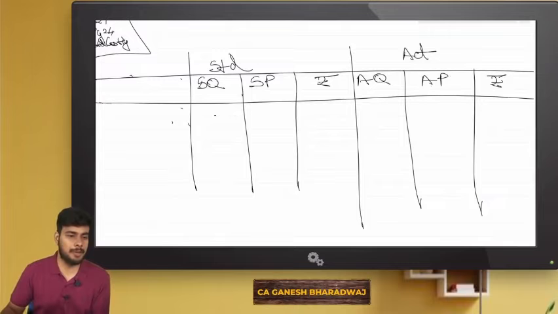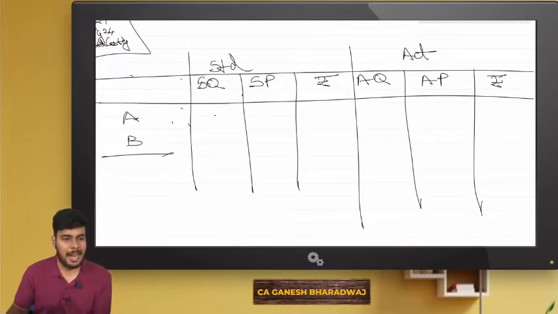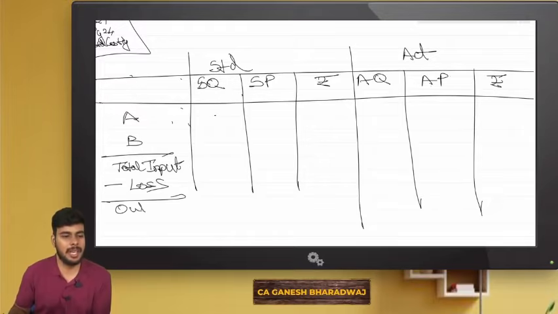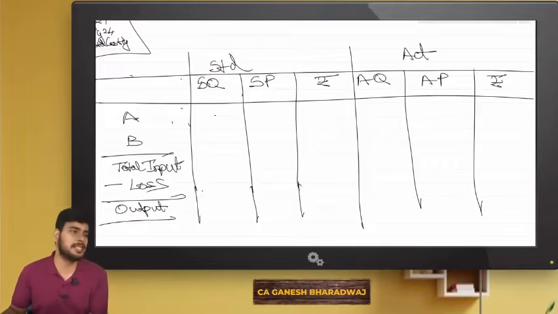Now, how many raw materials do we have, guys? A, B. If you add A plus B, you will get the total input. Correct or not? From that, they have said there is some loss and all. If you get this, you will get the output. Isn't this the format, guys? Is everyone agreeing with me on this?